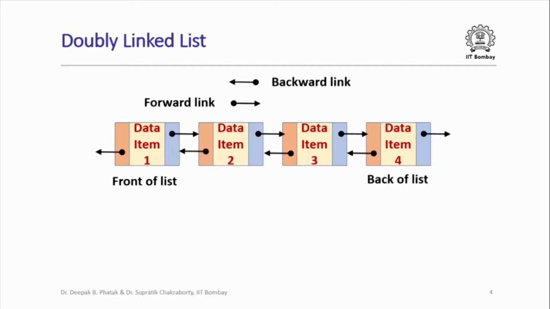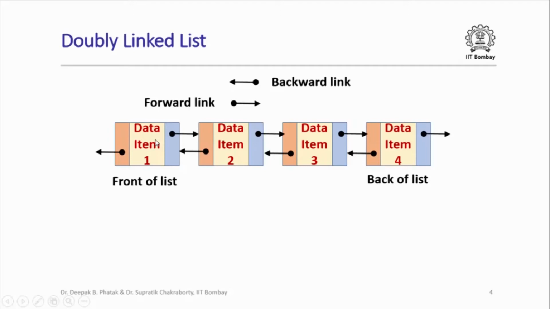Now, the template class list actually represents doubly linked lists. So, let us first try to understand what doubly linked lists are. A doubly linked list is basically a data structure or representation of information in which different data items are linked to each other. So, here I have four different data items which are represented by these rectangles in the middle, and I will call this the front of the list and I'll call this the back of the list.